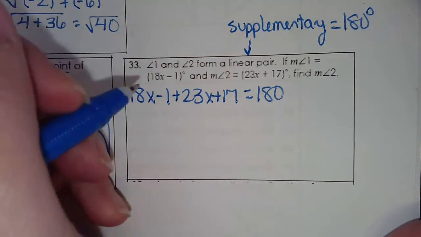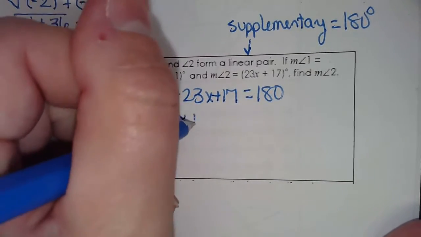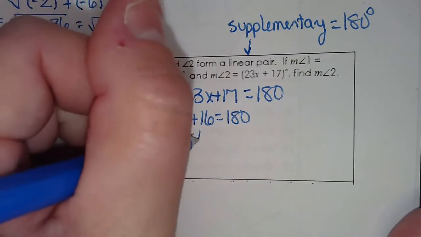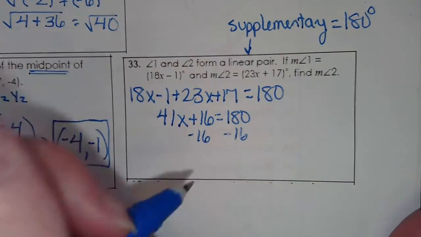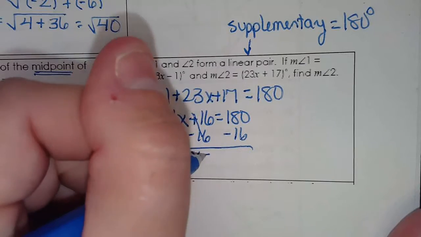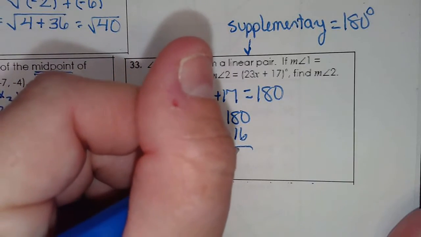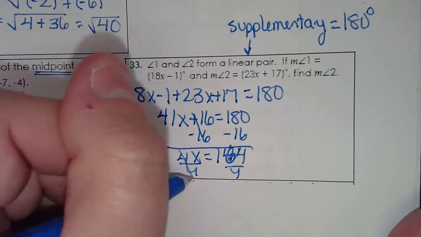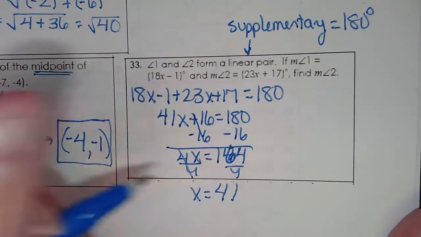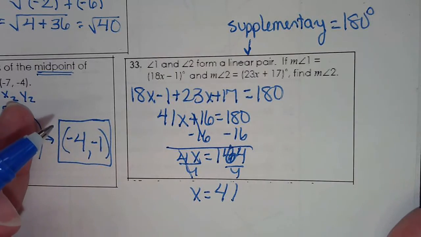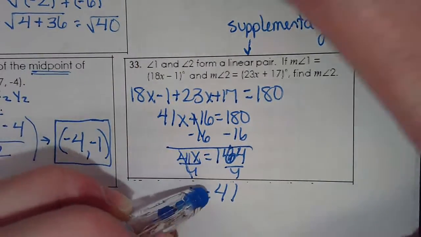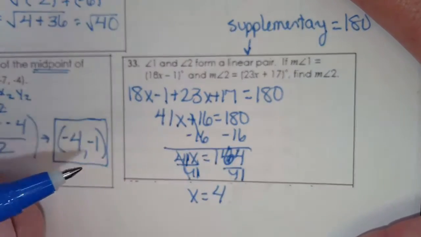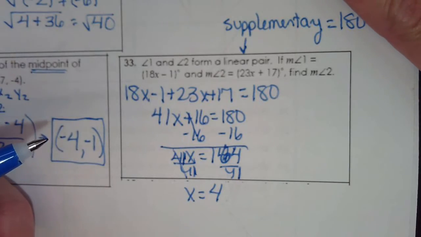Combine like terms here. I have 41x plus 16 equals 180. Subtract 16. 4x equals 140, 164. And then divide by 4. And you get x equals 41, which again is, no, this is 40. What am I doing today? 4 to bring down the 41, divide by 41, and you get x equals 4.